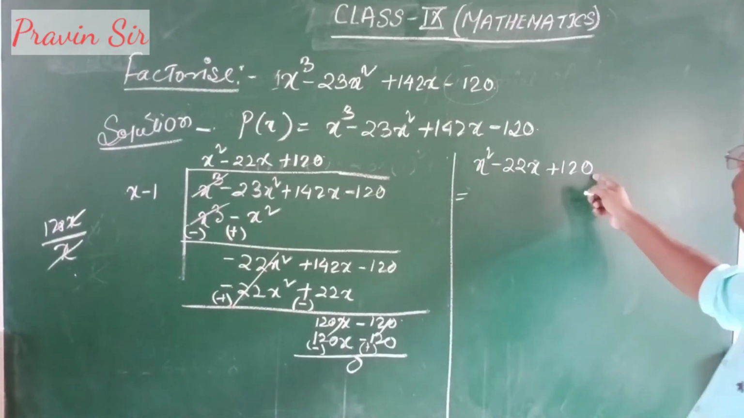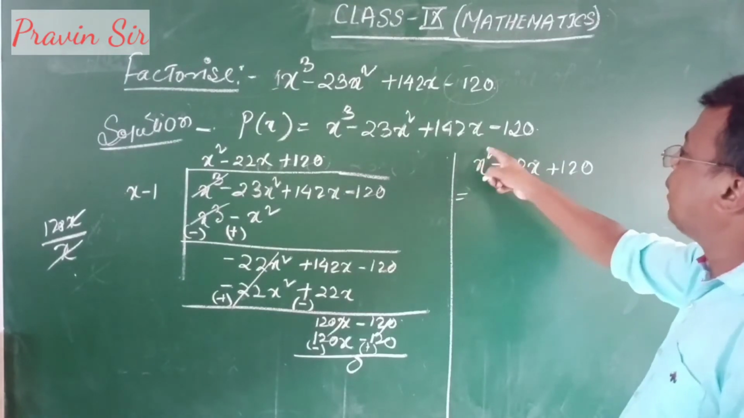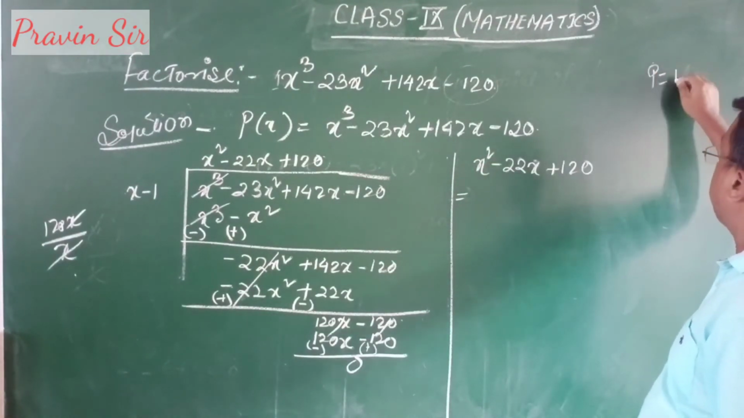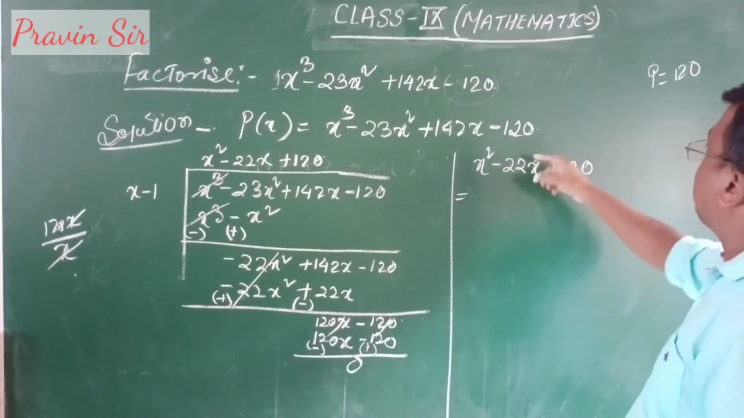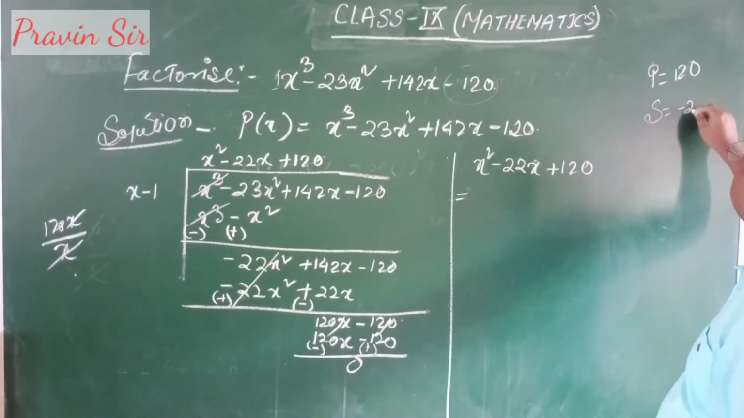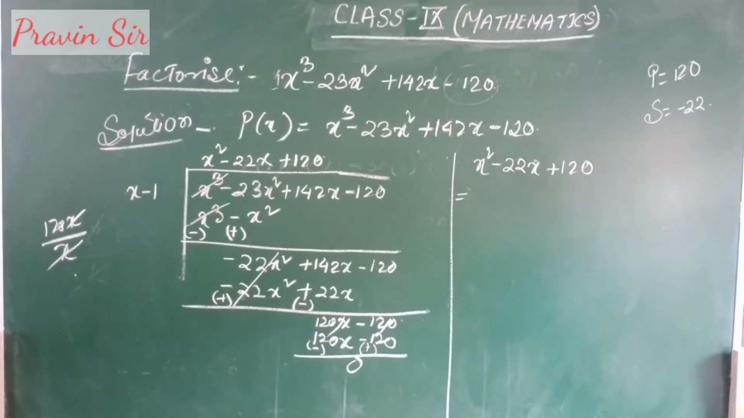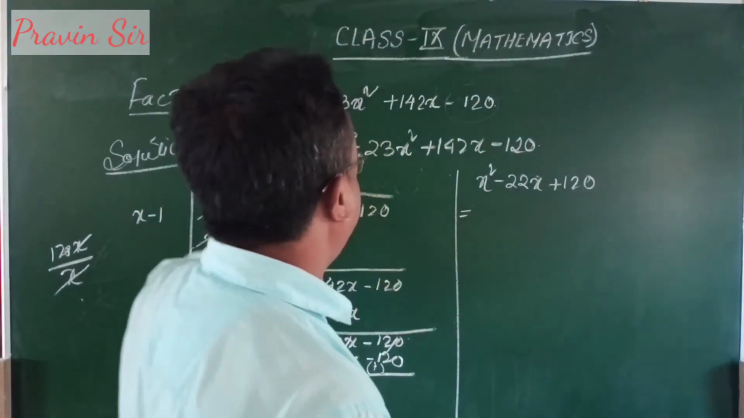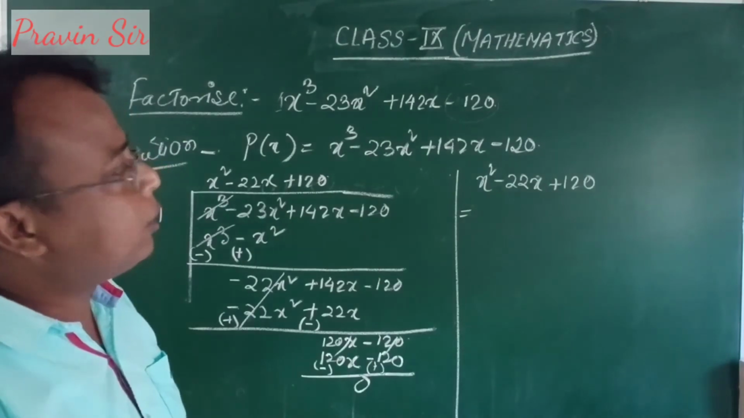What do we do? We have to multiply 120 with the coefficient of x square, so the product is 120. And the middle term is minus 22, which means the sum is minus 22. Now you tell any two numbers, when you multiply you get 120 and when you add you get minus 22. We need two numbers: when you multiply you get 120 and when you add you get minus 22. So let us see. Now you can factorize this, that is x square minus 22x plus 120.